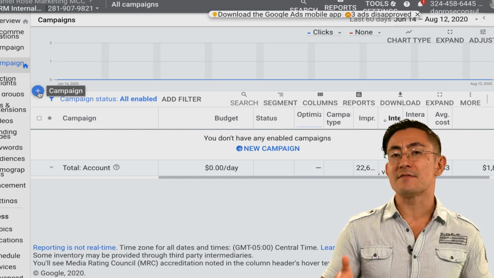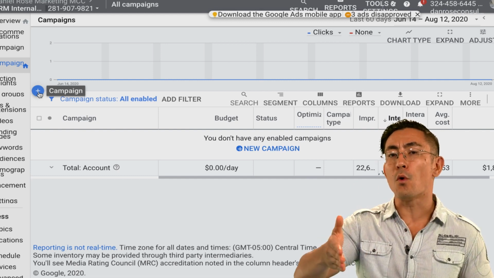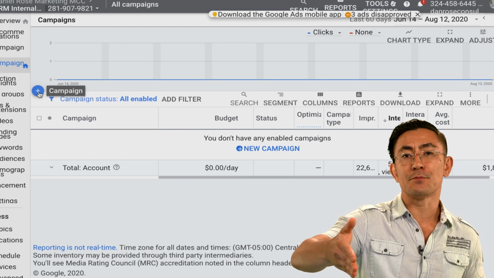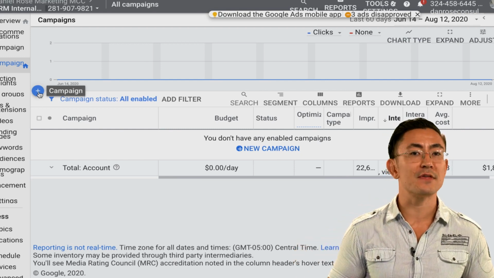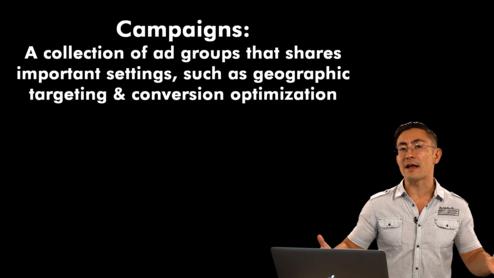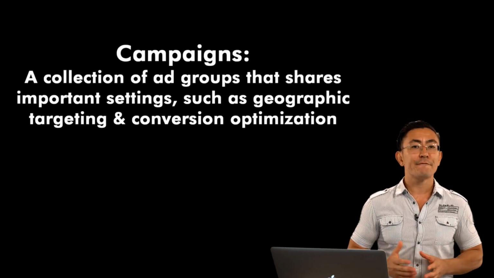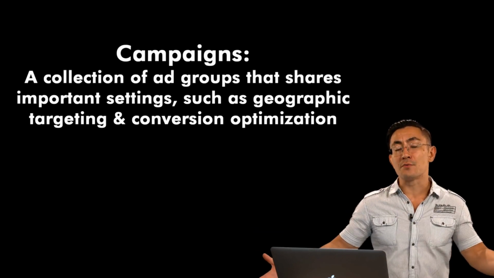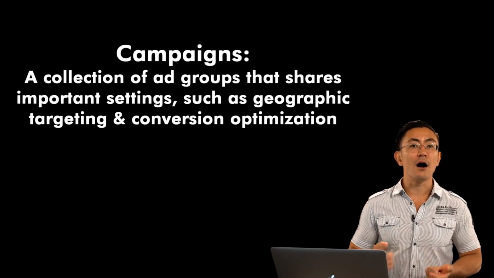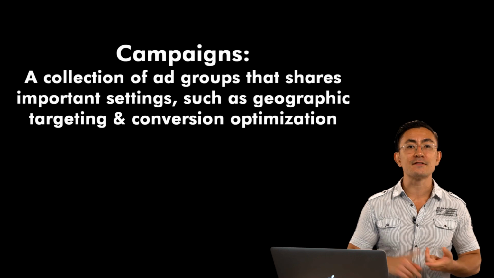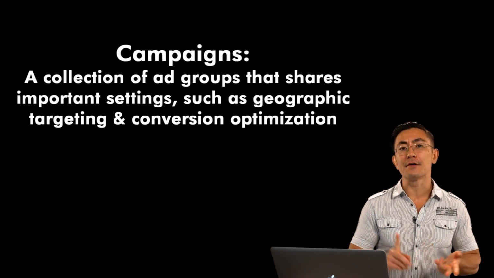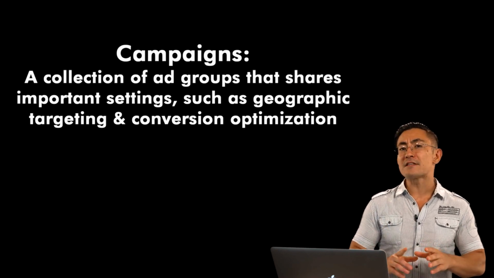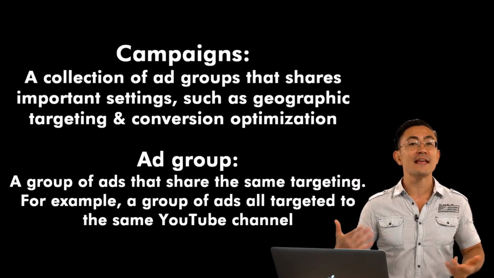Now, before we go into that, I'm gonna go a little bit into what a campaign is, what an ad group is, and what the difference between those two things is. In Google Ads, the way that your campaigns are organized is in two different levels. First, you have your ad campaigns. This is a group of ad groups that share certain settings. They share optimization settings, they share geographic targeting, the device targeting. Basically, a group of ad groups is a campaign.